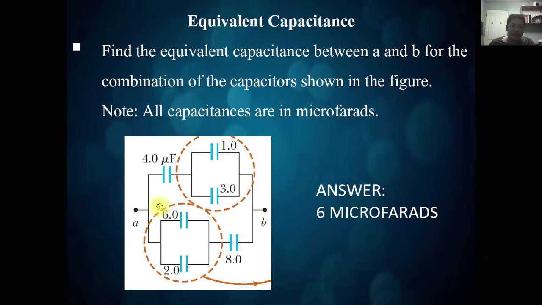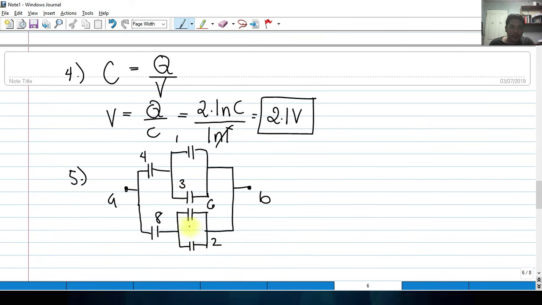There is no difference if I'm going to draw it like this and this. These are interchanged, so there's no difference. So we have this. All of these capacitances are in terms of what? These are in terms of microfarads.